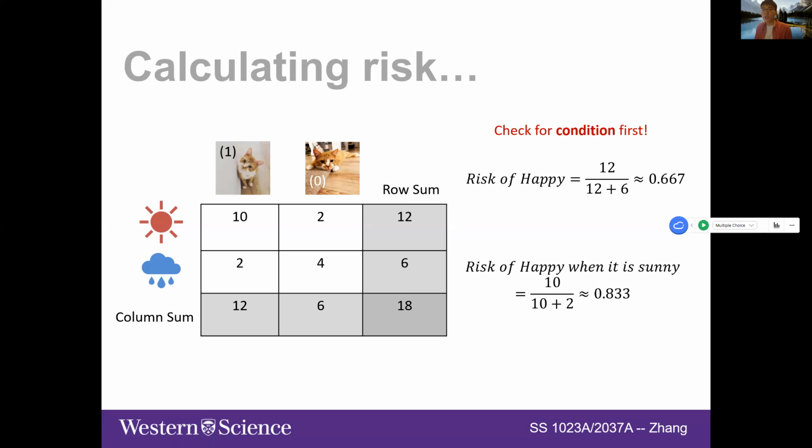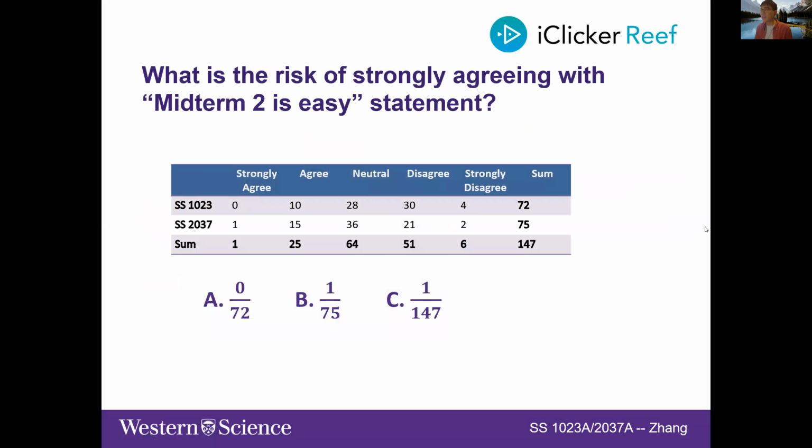Okay, if there's no question, let's try an exercise. What is the risk of strongly agreeing with the midterm 2 is easy statement? I think the difficulty for this question is that we have a lot of categories, right? Remember when we're talking about risk, we're only looking at one category. And also, the first thing you need to do is to check whether there is a condition or not.